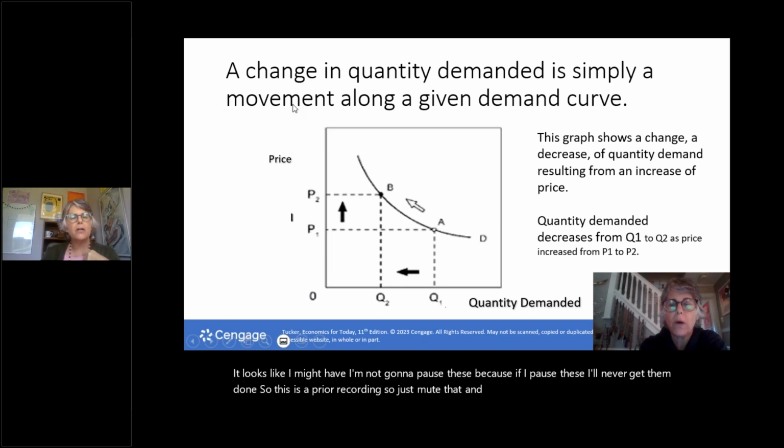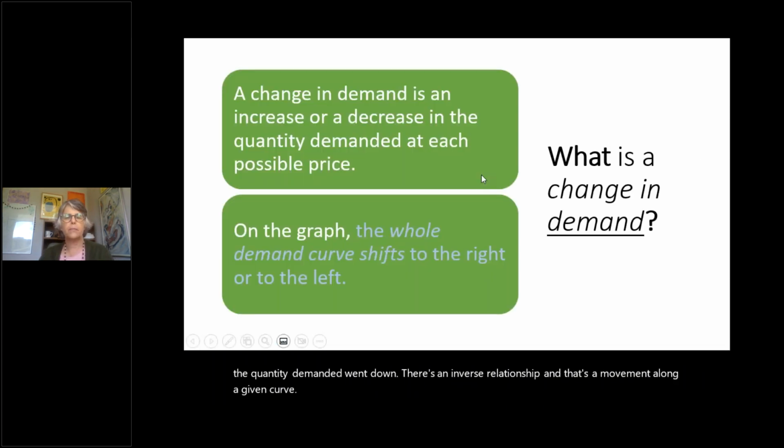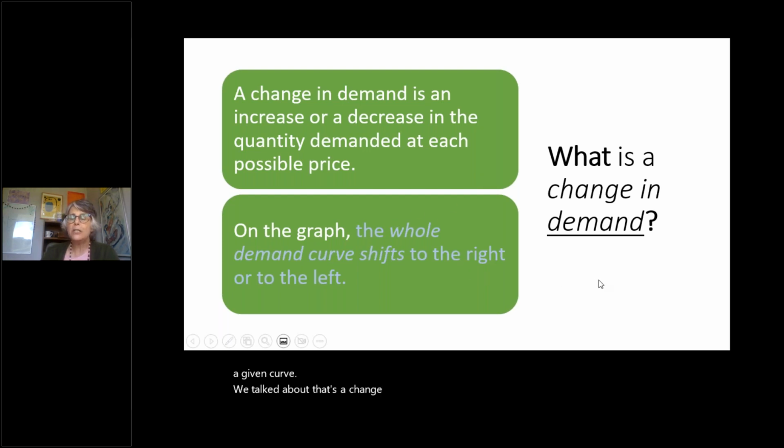And you can see here that a change in quantity demanded is simply a movement along a given demand curve. So here, at price P1, we have Q1. At P2, we have Q2. So we see that as the price went up, the quantity demanded went down. There's an inverse relationship, and that's a movement along a given curve.